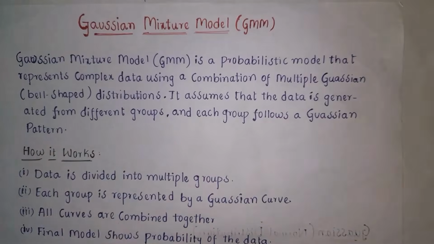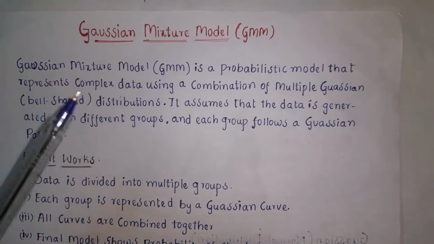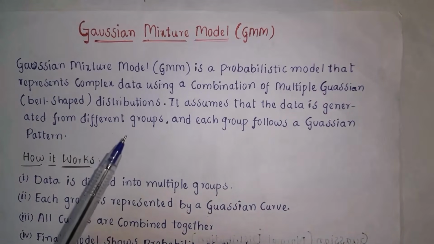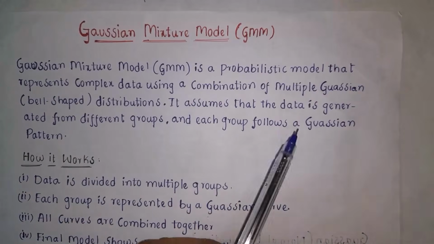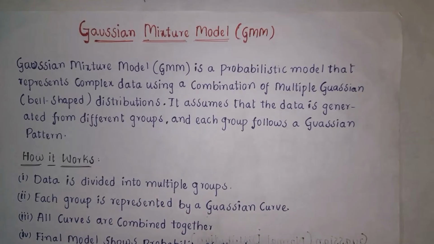Let's get started. Gaussian Mixture Model is a probabilistic model that represents complex data using a combination of multiple Gaussian distributions, that is nothing but bell-shaped curves. It assumes that data is generated from different groups and each group follows a Gaussian pattern. Guys, I will give one simple example so that you can clearly understand this definition.